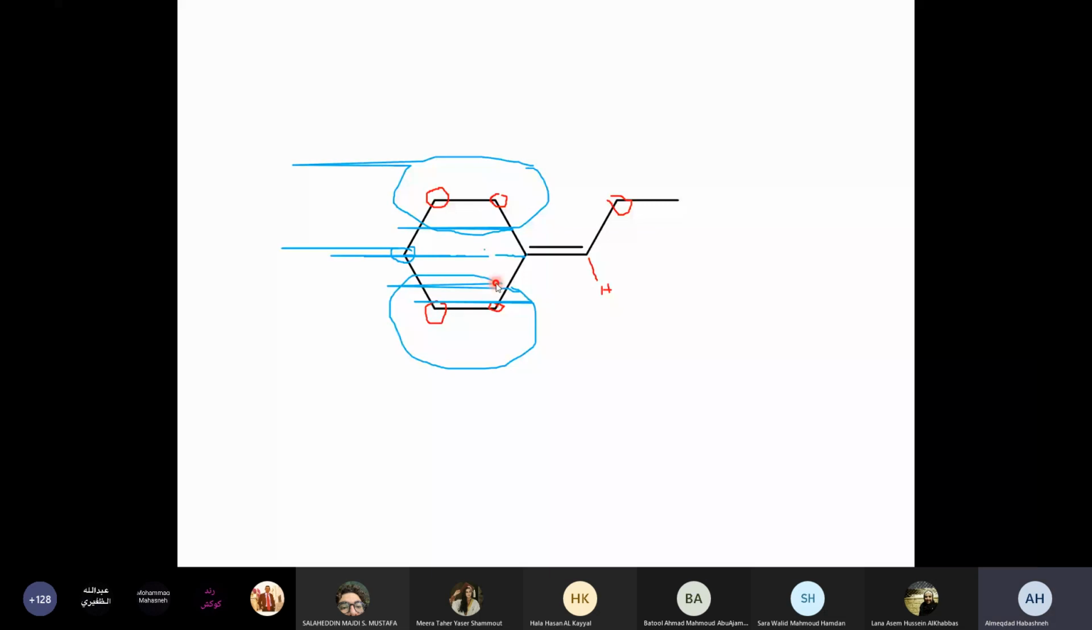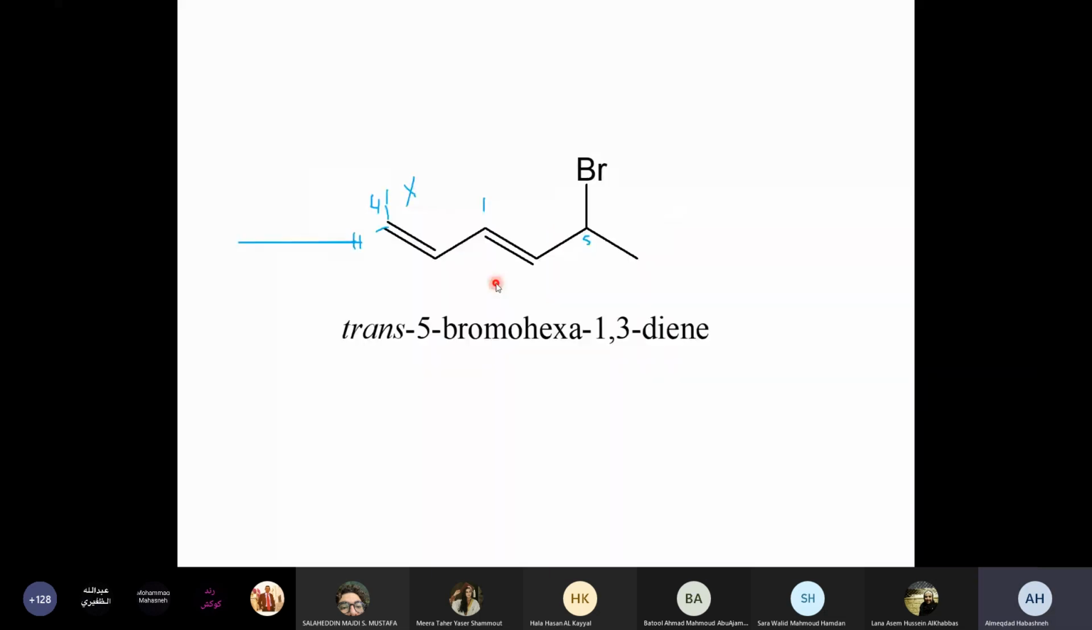Let's stay with the same topic and take such a compound. We have 1, 2, 3, 4, 5, 6, so it is hexadiene. The positions of the dienes are at 1 and 3. You can say 1,3-hexadiene, or hexa-1,3-diene. And it has bromo at position 5: 5-bromo-hexa-1,3-diene.